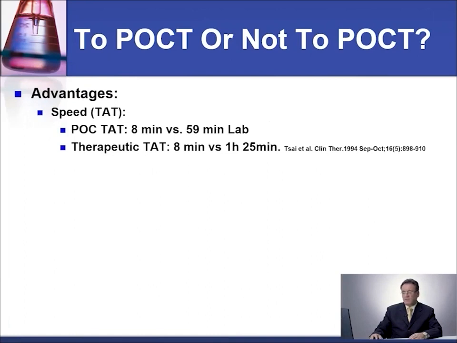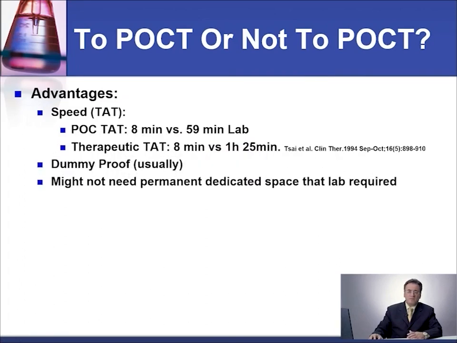What are the advantages of point of care testing? Speed, fast turnaround time. Point of care average turnaround time is 8 minutes versus 59 to 60 minutes in the lab. Therapeutic turnaround time, 8 minutes versus 1 hour and 25 minutes. Dummy proof, usually. Dummy proof means they are easy to use, okay? Just push buttons, basically.